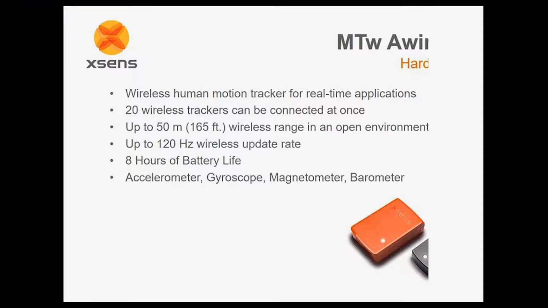You can get up to a 120 hertz wireless update rate, and with that, as you have more trackers attached, that wireless update rate will be reduced. You get about 8 hours of battery life with each of these trackers, and each of our trackers has an accelerometer, a gyroscope, magnetometer, and barometer, so you can get all of that data as you're collecting.